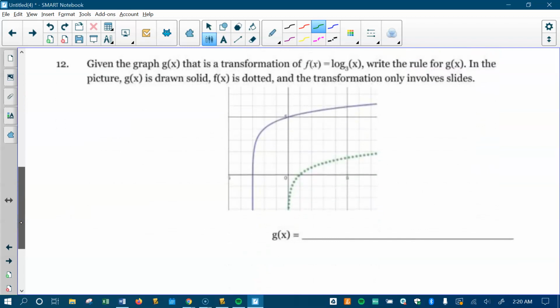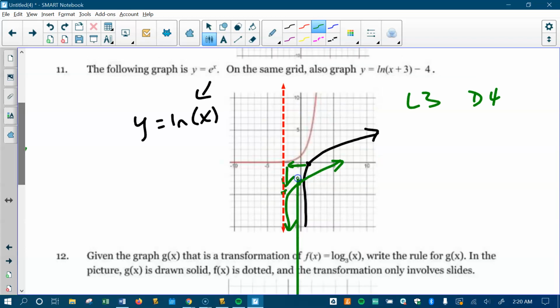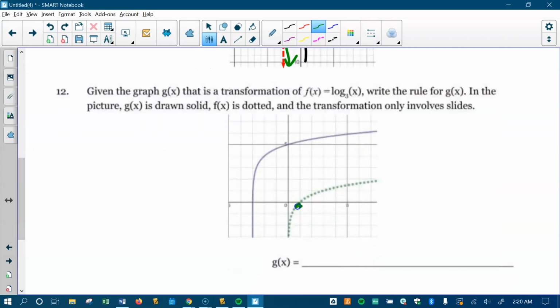And then finally, for our last problem, given the graph that is a transformation of f of x equals log base 3 of x, write a rule for g of x. In the picture, g of x is drawn solid and f of x is dotted. Transformation only involves slides. So the points that I'm looking at here are going to be this one and that one. And I notice that on the purple graph, I see this point and that point, and it looks like they moved. So what I'm going to do is I'm going to just slide this guy that way.